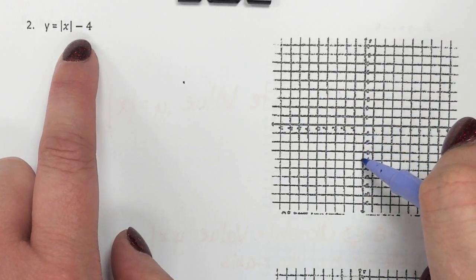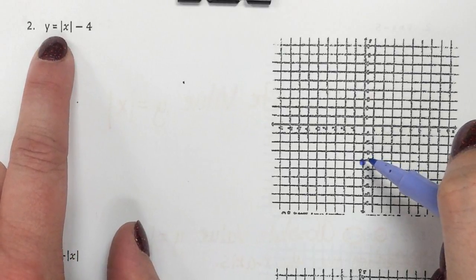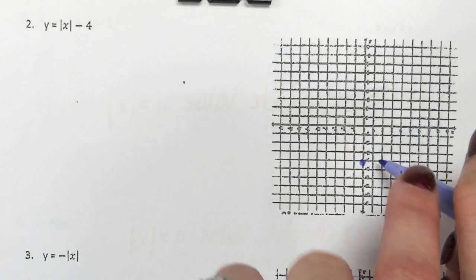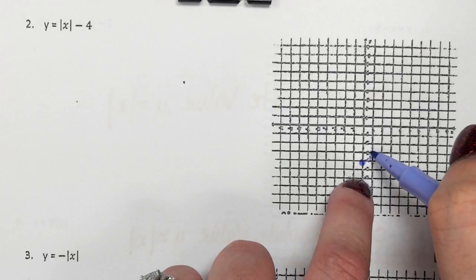Down 4. Is it being dilated by anything? Is anything going to make it stretch vertically or stretch horizontally? Anything? All right, so then how do I graph? How do I get all the extra dots? Out 1 and over 1, right?